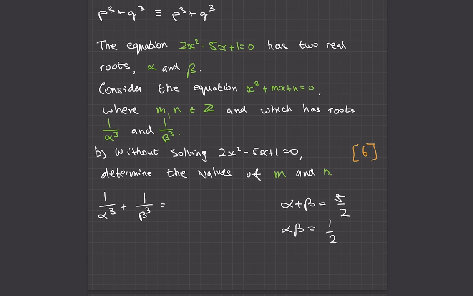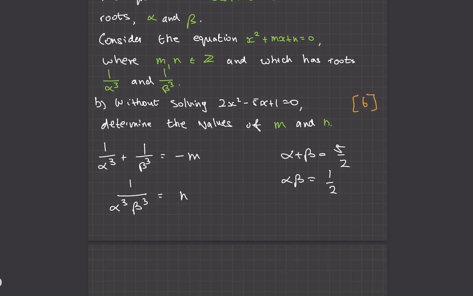So the sum of the roots is minus the coefficient of the second highest power, so it's minus m. This time the coefficient of x squared is just 1, so it's actually just going to be minus m. And the product, 1 over alpha cubed beta cubed, is in this case minus 1 over 2, so that's 1, the constant term divided by the first coefficient, but that's just 1. Okay, so this is what we have.